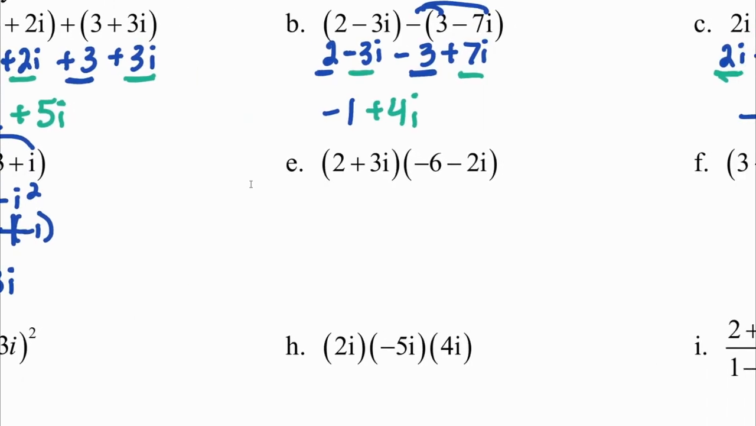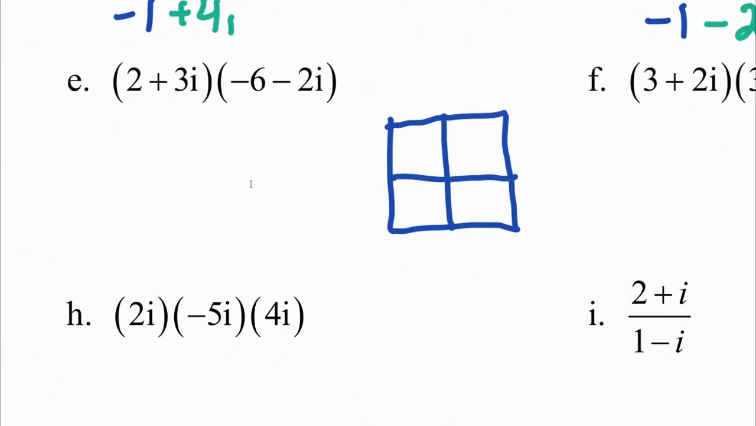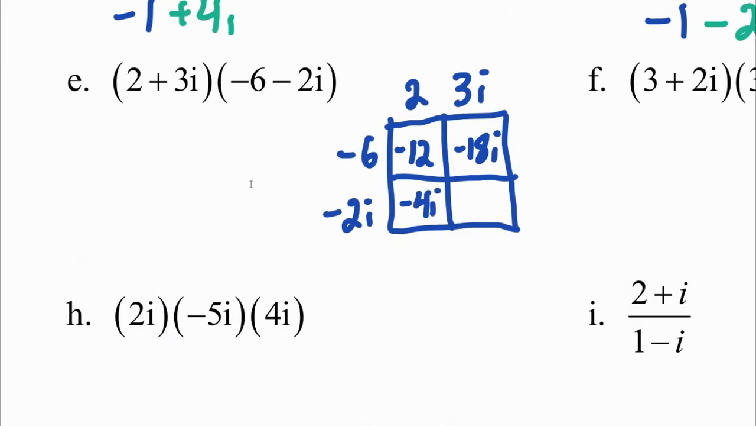Alrighty, so then the next one, we have two sets of terms, and so we're going to multiply this out similar to how we've multiplied out before, and we're going to use the box. So we're multiplying out 2 plus 3i times negative 6 minus 2i. So negative 6 times 2 is negative 12. Negative 6 times 3i is negative 18i. 2 times negative 2i is negative 4i. And then negative 2i times 3i is going to be negative 6i squared. Okay, so we can pull out that negative 12.